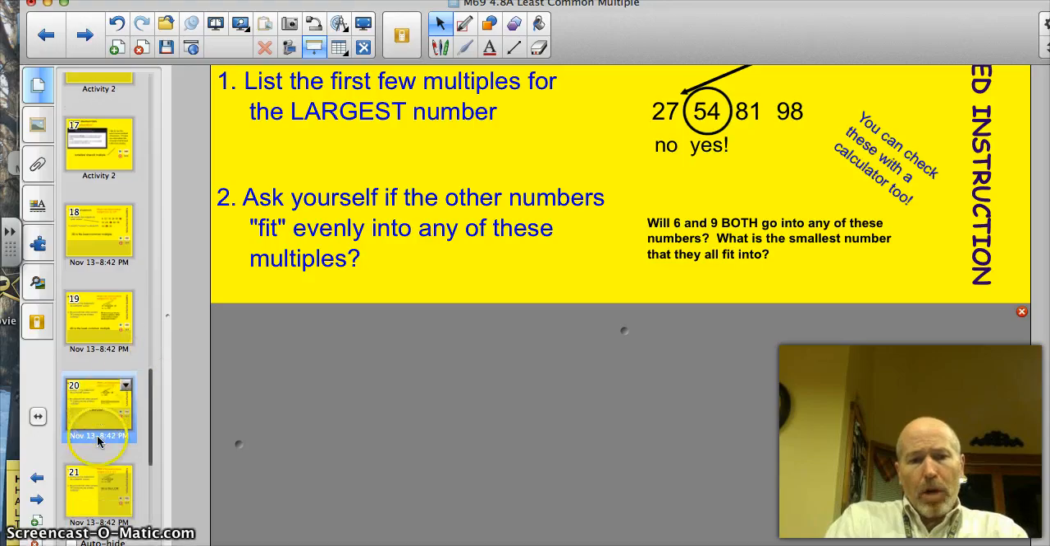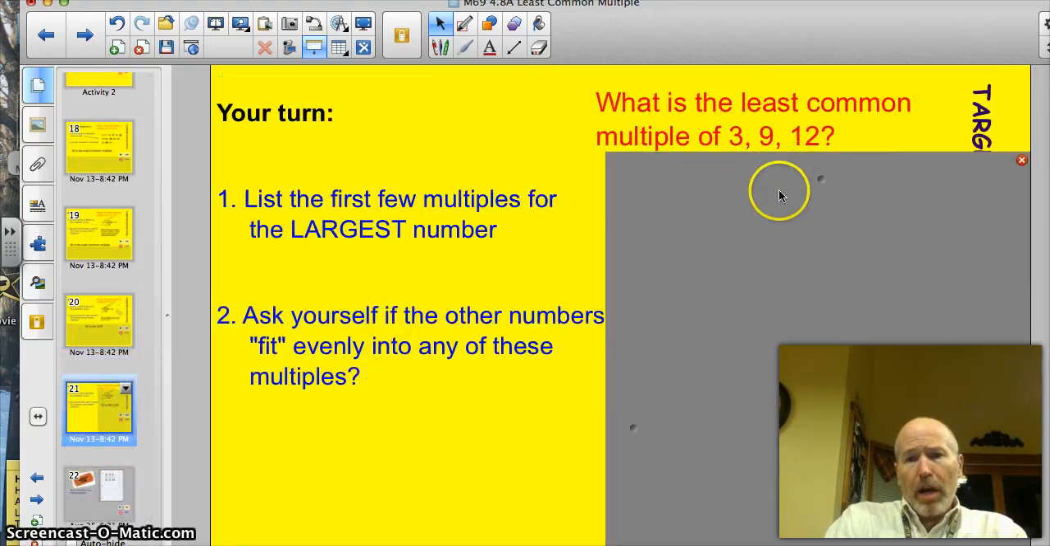All right, I've got some questions for you to try then. Why don't you see if you can find the least common multiple of 3, 9, and 12. I've left my steps here, so why don't you go ahead and pause the computer and do that.